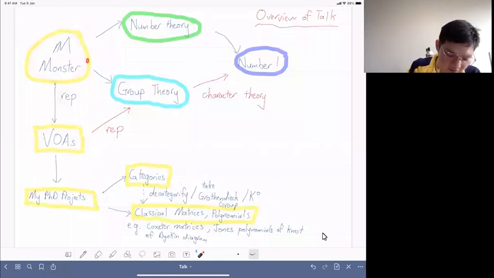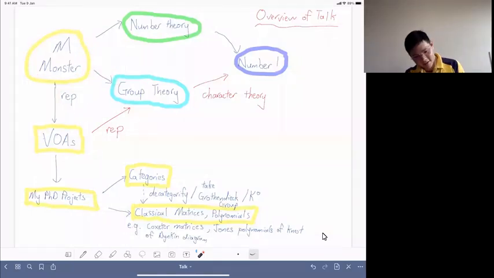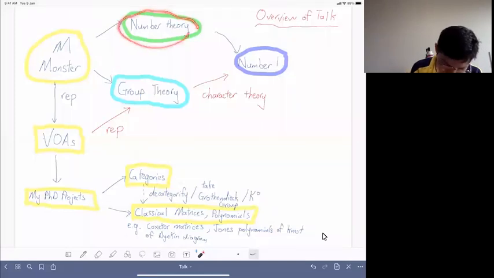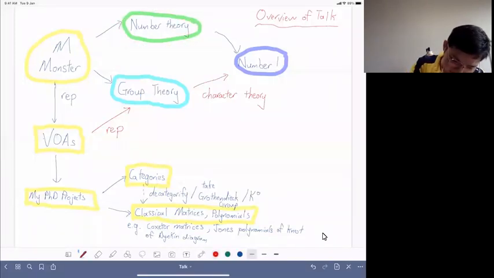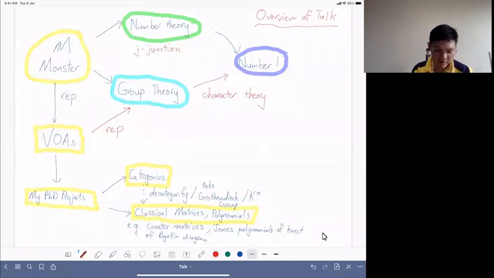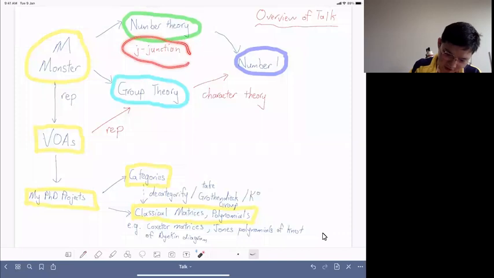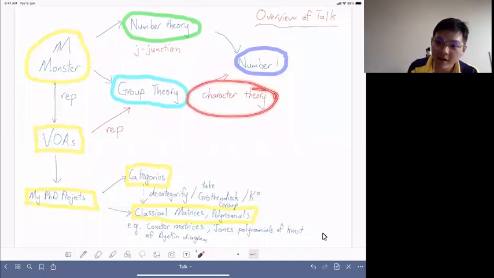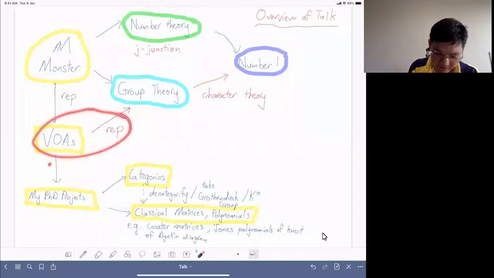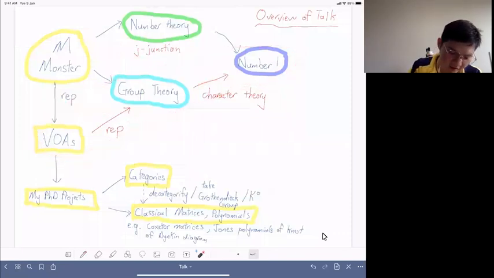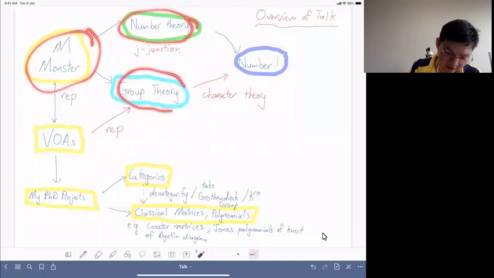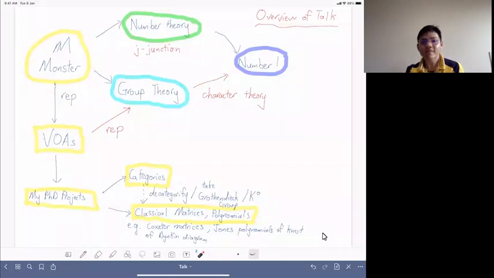This monster group comes from group theory, and some other people found a function in number theory called the J function, and saw some relation between the representation of the monster and this J function by taking the character of your representation. So this is how the monster connects these three main subjects in mathematics. So let's start with number theory and group theory.